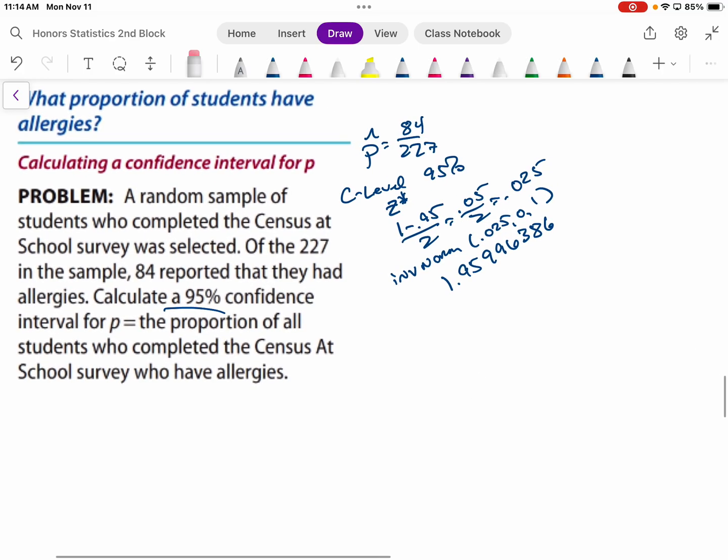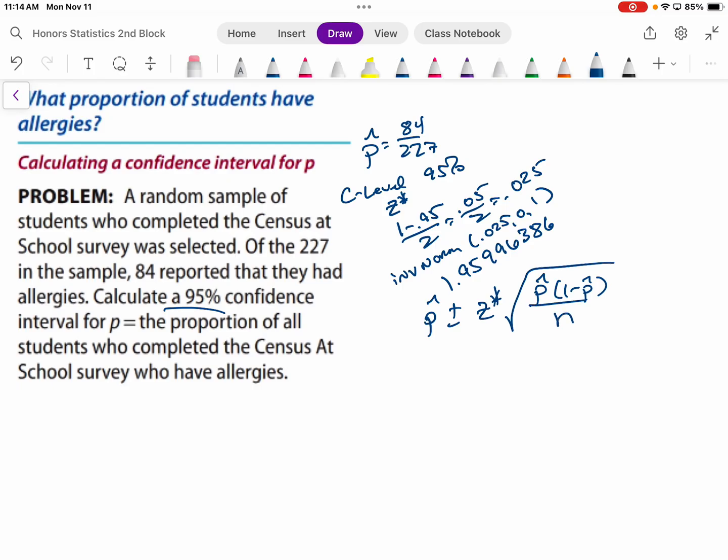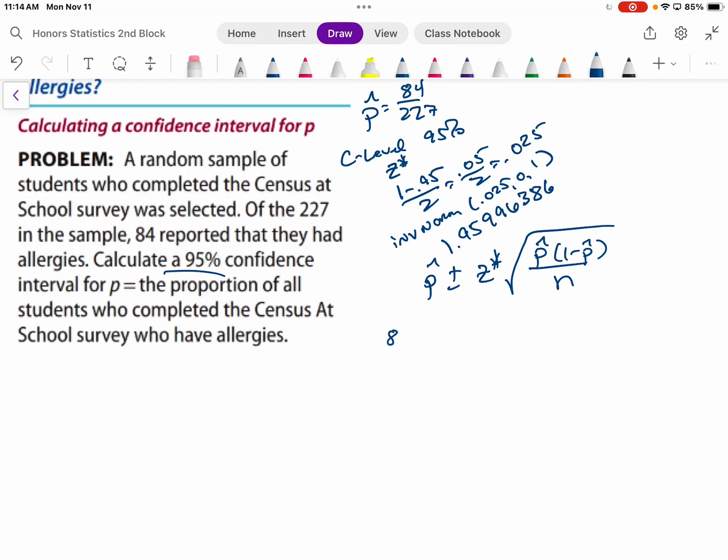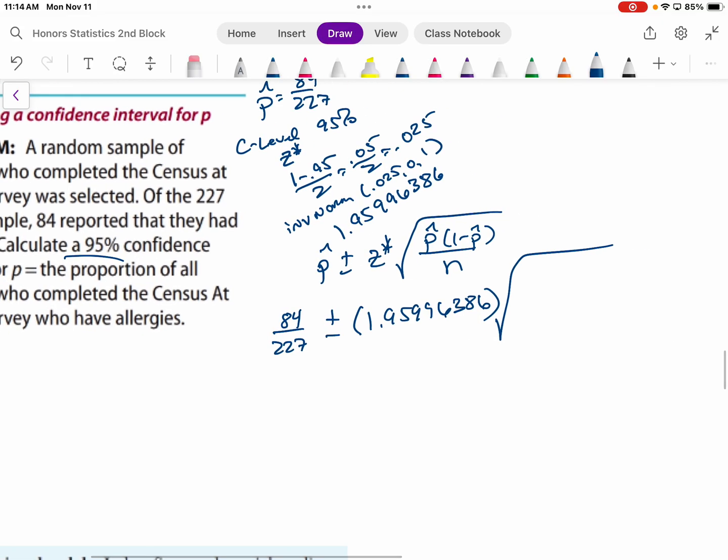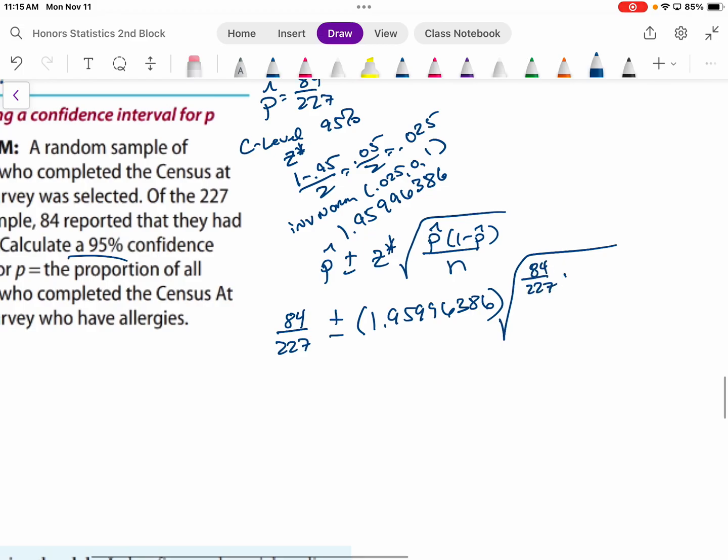We're big kids. So with that in mind, as I go to find my confidence interval, p hat plus or minus z star times the square root of p hat times 1 minus p hat over n. I like writing it down so I have it. So 84 over 227 plus or minus 1.9599638 times the square root. Since those are not terminating decimals, I leave them in fraction form. So 84 over 227 times 143 over 227, all of that over 227.